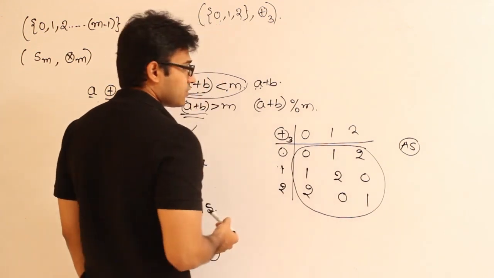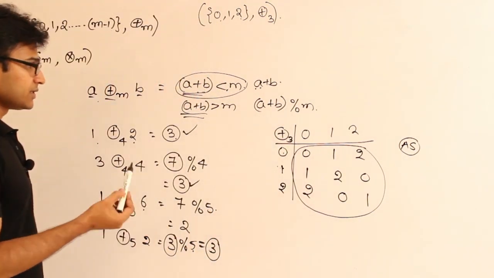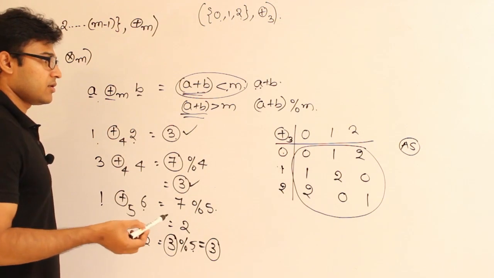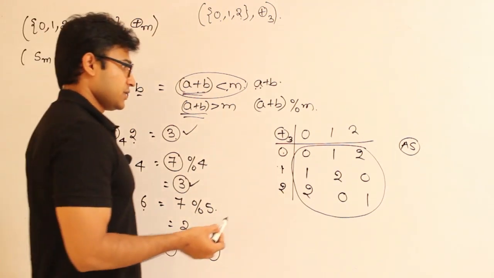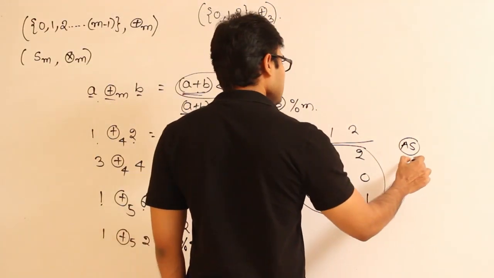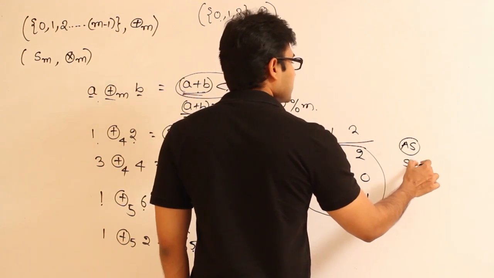Now let's see if associativity is followed here or not. So this is addition, right? So mod 3 or not, it is addition. Therefore associativity will definitely be there, which means it is going to be semi-group.